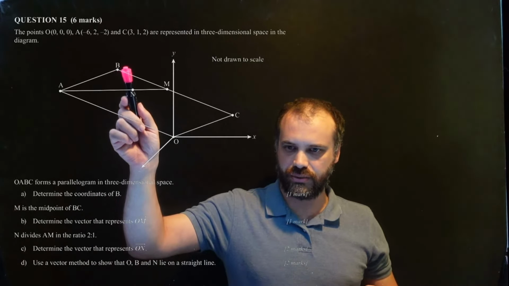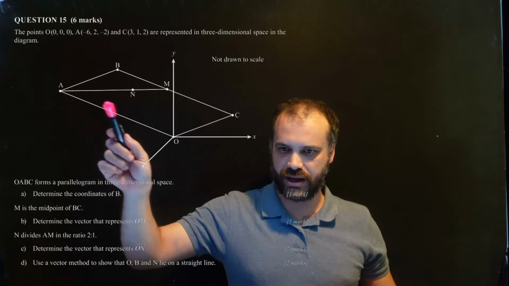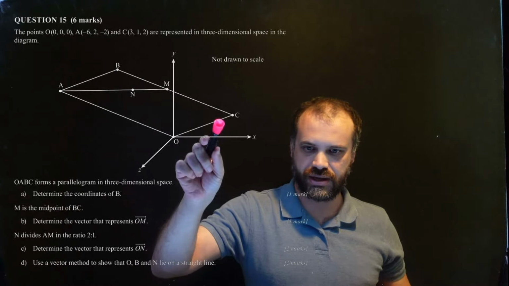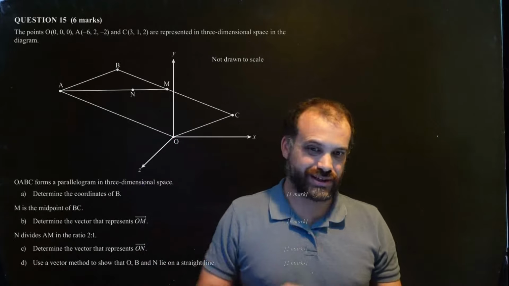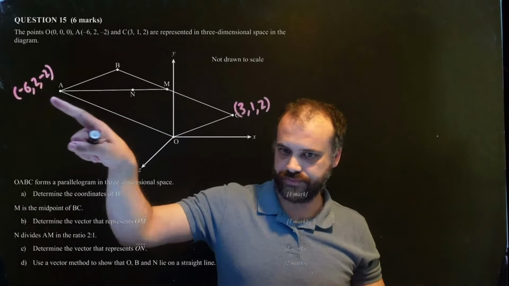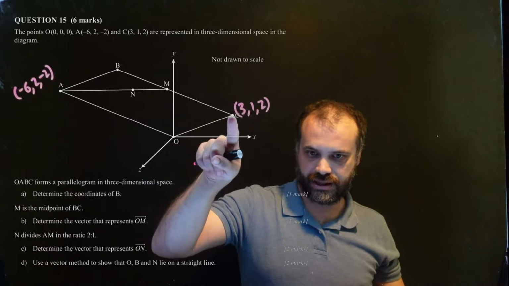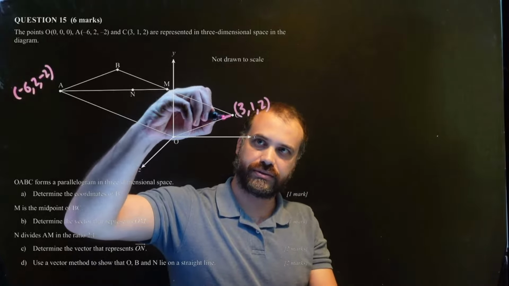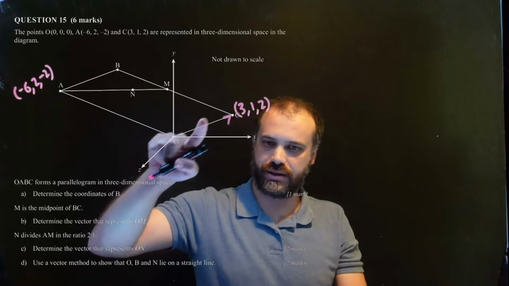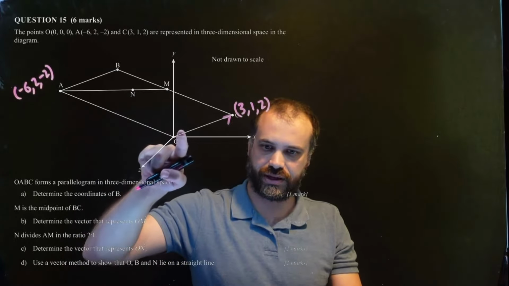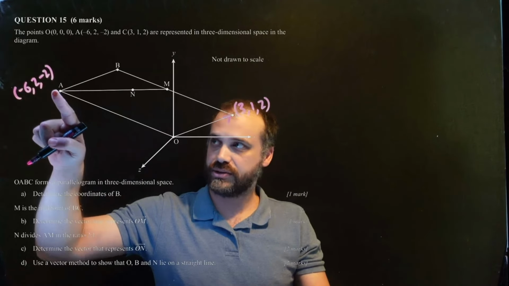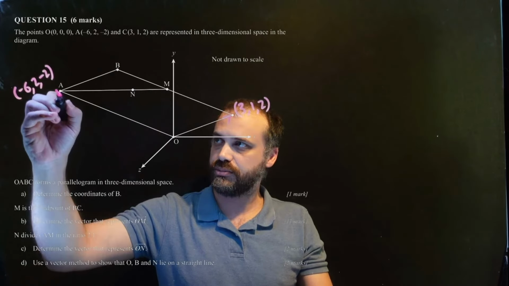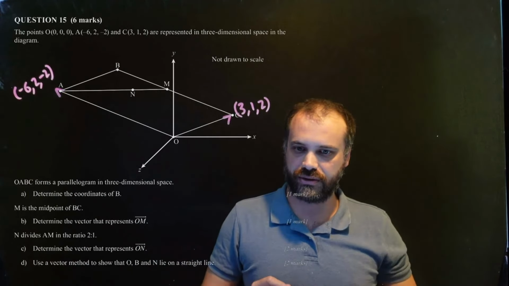Now, handily, we know the coordinates of A, and we know the coordinates of C, and we know O is the origin. Okay, that's A. And that is C right there, 3, 1, 2. So I'm going to draw this as a vector, right? So from here to there, that's a vector. From O to C is a vector. From O to A, that's also a vector. So I'll put a little arrowhead on there as well.